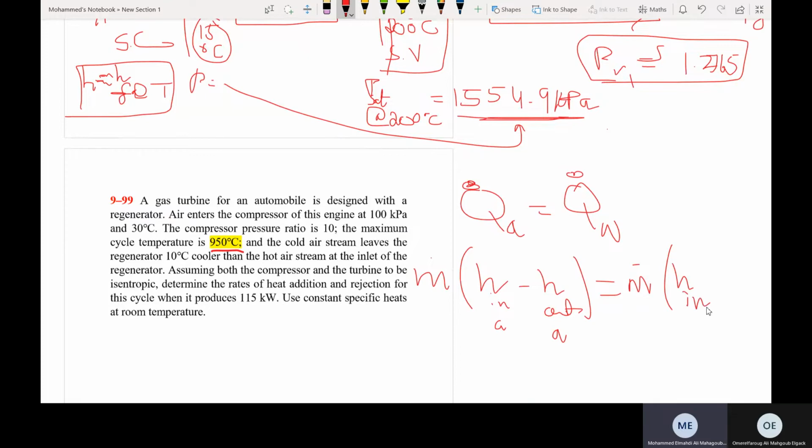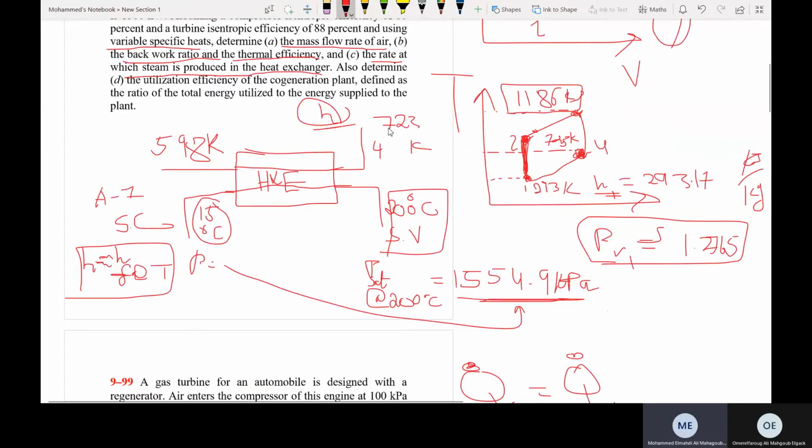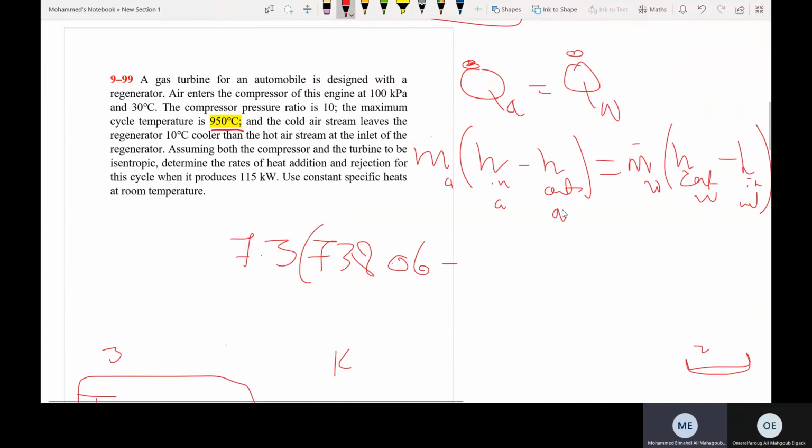So h out for water minus h in for water. And here we have the mass flow rate of water. Here we have the mass flow rate of air. We've calculated before the mass flow rate of air, which is 7.3. We know h in for air, which is at 702.3 kelvins, and we got the enthalpy associated with that, which was 738.06 kilojoules per kilogram. And what is h out?